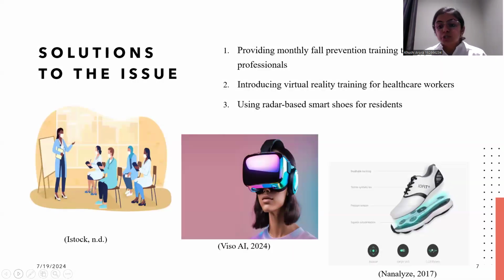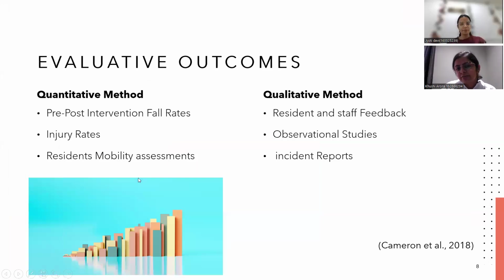So, what are the solutions to this issue? First one is providing monthly fall prevention training to the healthcare professionals. Second one is introducing virtual reality training for healthcare workers. And third is using radar-based smart shoes for residents. Next are the evaluative outcomes, which will be covered by my group mate Jyoti.